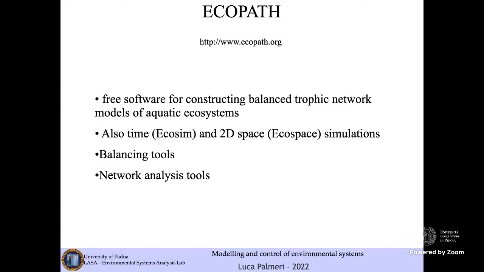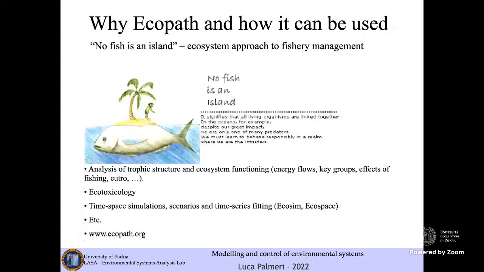In EcoPath, Villy Christensen has also developed some kind of spatial heterogeneity, which he calls Ecospace, and temporal evolution, which he calls Ecosim. So we have a temporal evolution with Ecosim and a two-dimensional spatial heterogeneity description with Ecospace. And then we have several balancing tools for studying the balanced network, and several network analytical tools.